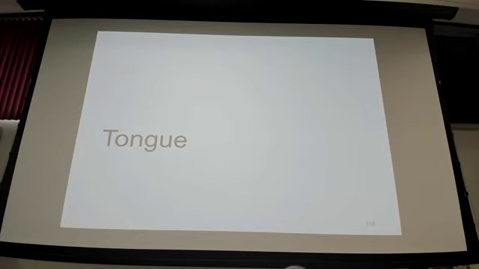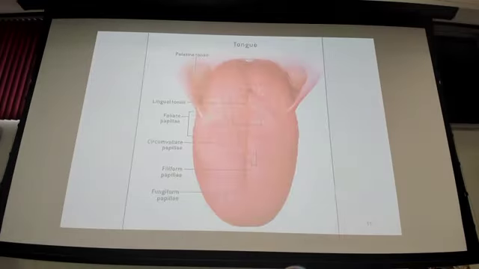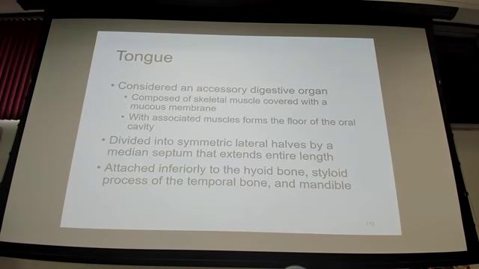All right, tongue. There's a picture of it. Accessory digestive organ, not just for tasting, but also, probably almost more importantly than tasting, for the manipulation of the food bolus, moving it around so that it can be adequately chewed and then swallowed. The tongue has a big role in moving the food bolus back into the oropharynx so that we can swallow, okay?